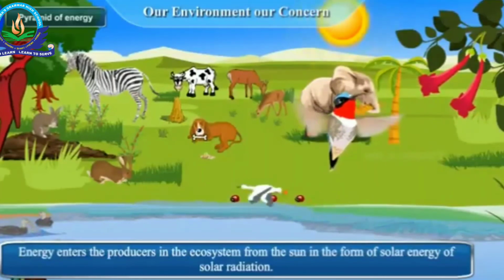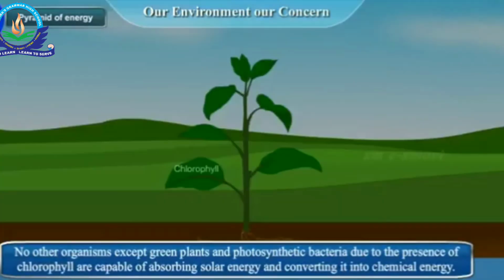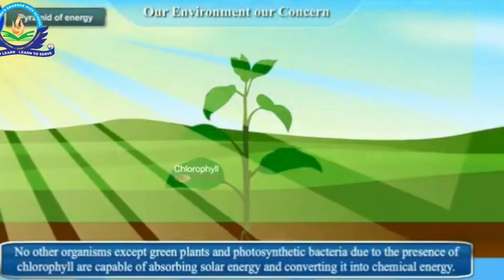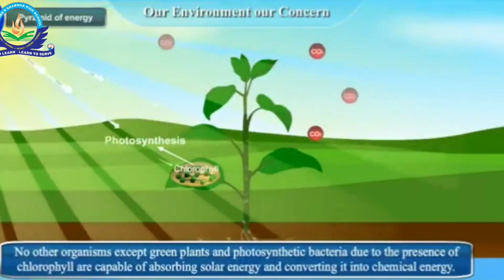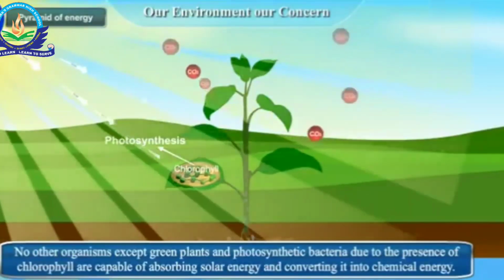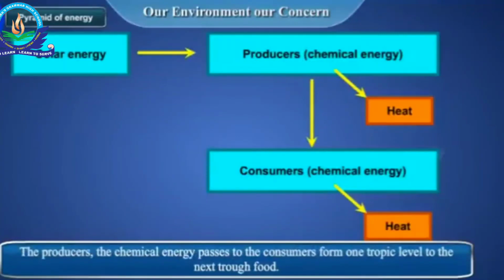Energy enters the producers in the ecosystem from the sun in the form of solar energy, or solar radiation. No other organisms except green plants and photosynthetic bacteria, due to the presence of chlorophyll, are capable of absorbing solar energy and converting it into chemical energy. From the producers, the chemical energy passes to the consumers from one trophic level to the next through food.